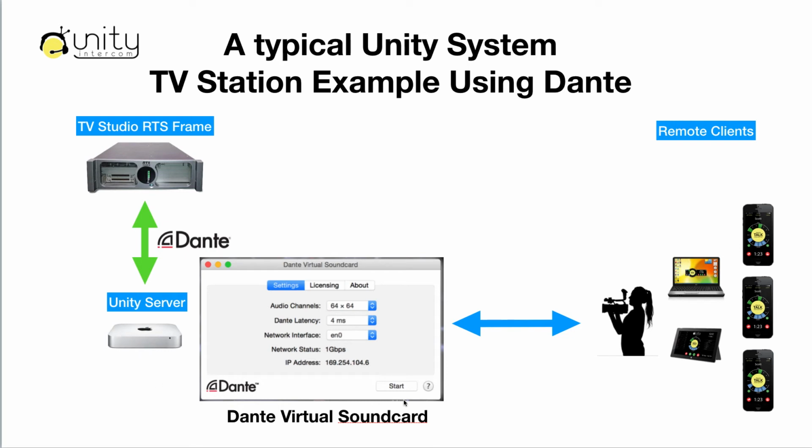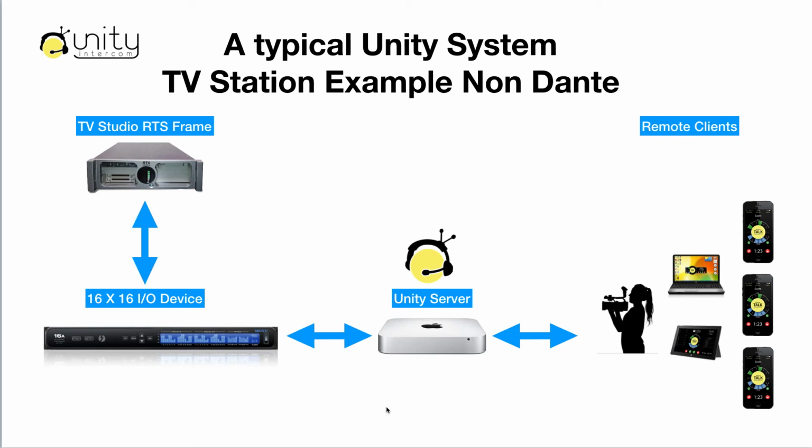So the Unity server, using Dante Virtual Sound Card, is actually going to grab those Dante audio feeds over the network, and it's going to be able to interface that directly with Unity Intercom, making that available to everybody out in the field. So Dante is real easy when you have that option. Without, that's no problem. We like the Motu 16A for a device there, but yeah, that's about it.